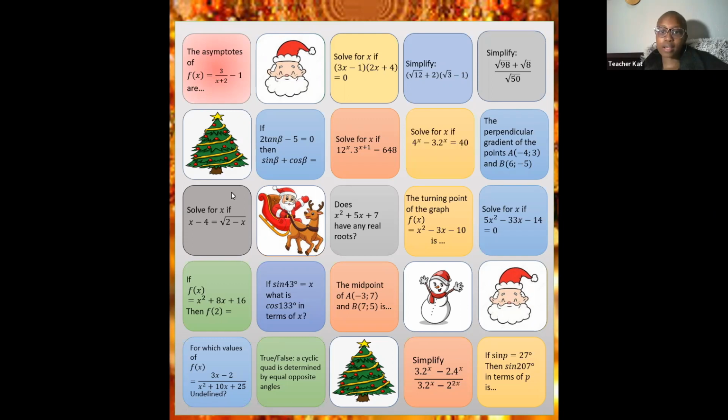Solve for x. My timer, guys. There we go. Timer started. Solve for x: 4 to the exponent of x minus 3 times 2 to the exponent of x is equal to 40. This is interesting. I like it. I love it, actually. Our timer has started. If you have a question, remember to pop it in the chat.